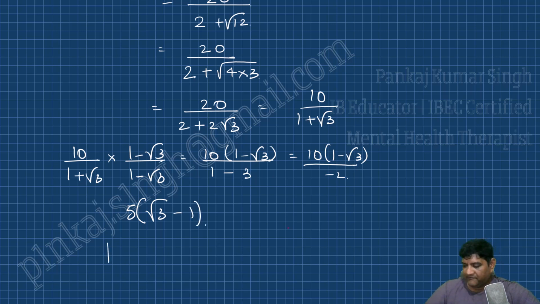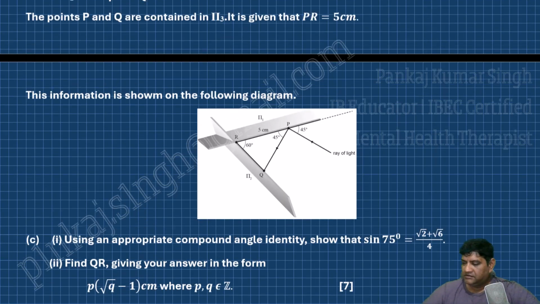So there you go. I got the value for P as equal to 5 and the value for Q as equal to 3. That's the answer for this question.